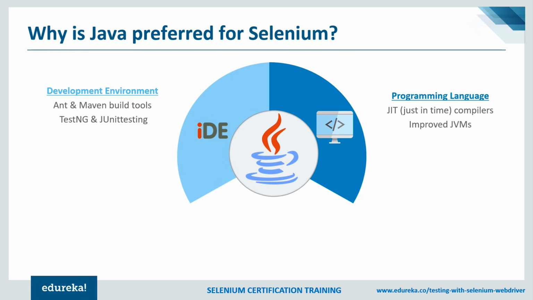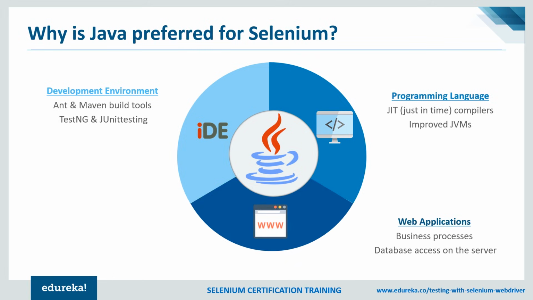Also, the performance of Java programs can be optimized in real time to help run it faster. Now, Java is a preferred language for developing web applications that involve serious business processes and database access on the server. So the applications that are widely tested are generally written in Java. Also, the Java promise of write once, run anywhere is quite powerful.